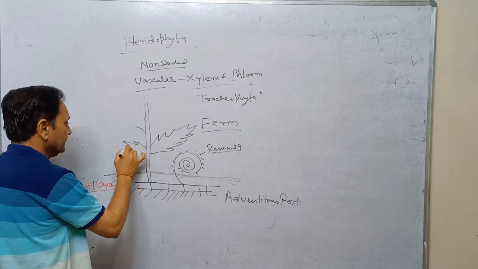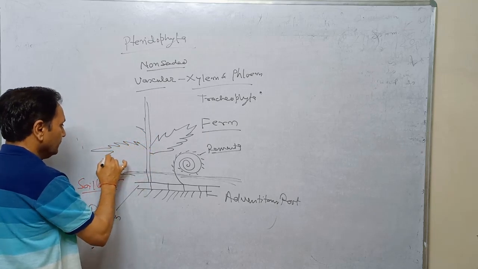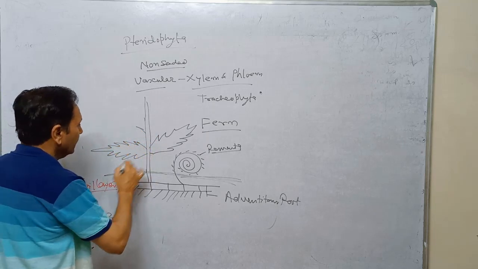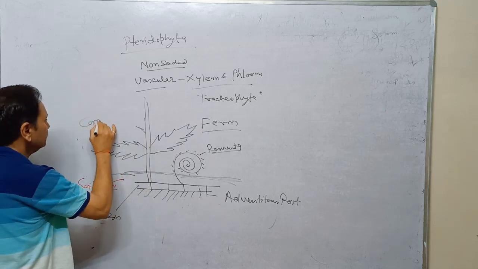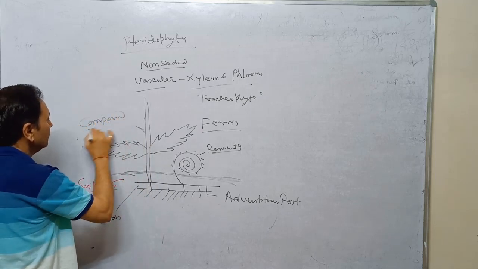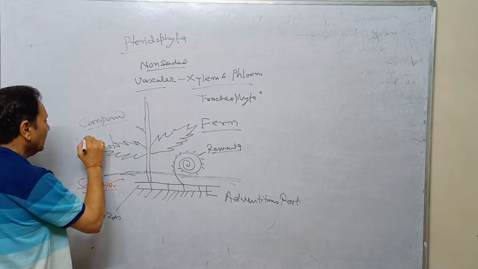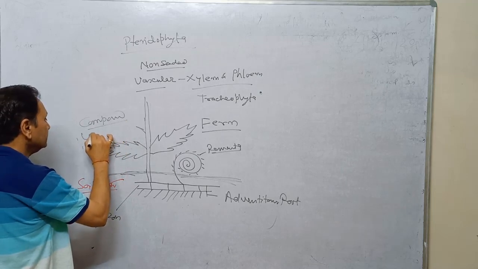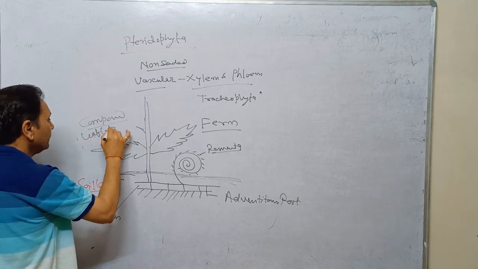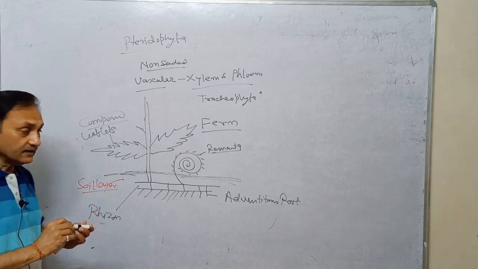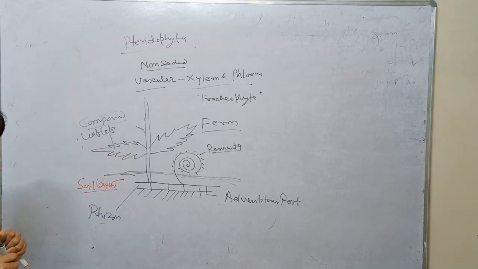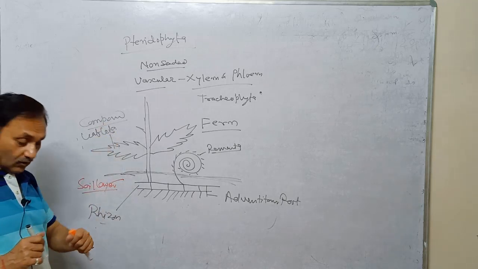Like this. It is a compound leaf, and these are the leaflets. It's a compound leaf, and that is the leaflets. We will discuss it with the help of the figure also.